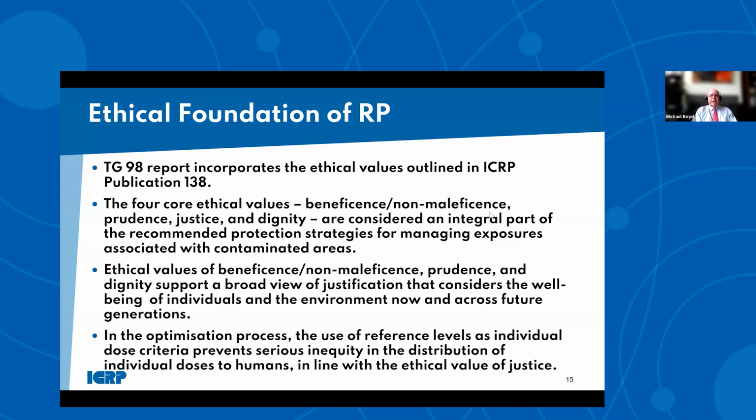So the first 3, let's see. Yes, the values of beneficence, non-maleficence, prudence, and dignity support a broad view of justification that considers the well-being of individuals and the environment now and across future generations. In the optimization process, the use of reference levels as individual dose criteria prevents serious inequity in the distribution of individual doses to humans in line with the ethical value of justice. So all 4 values are reflected in the report.